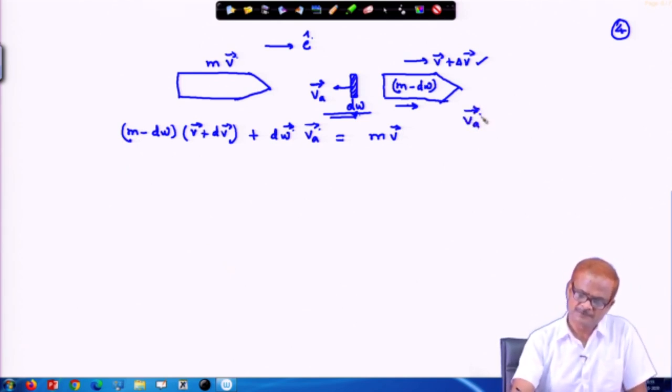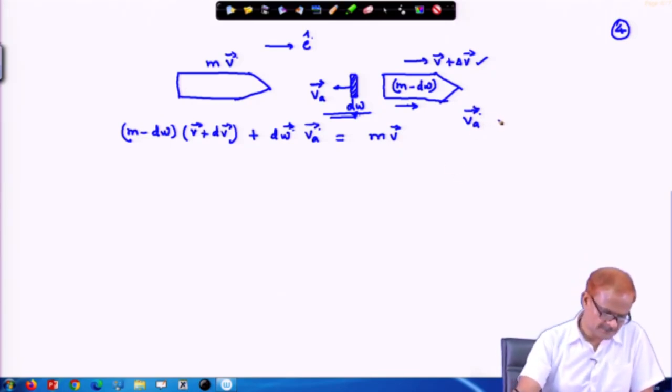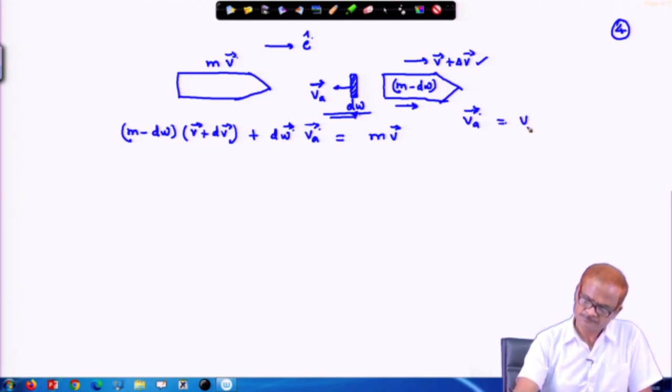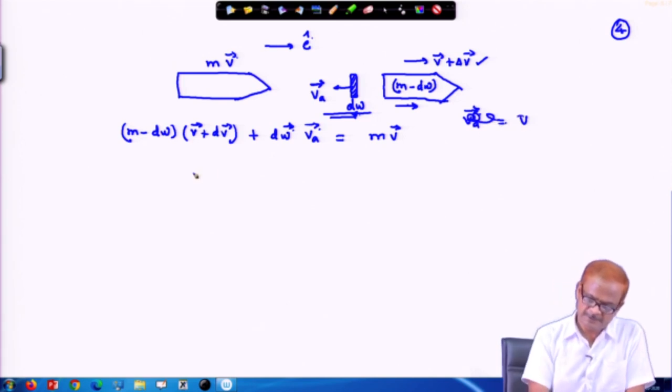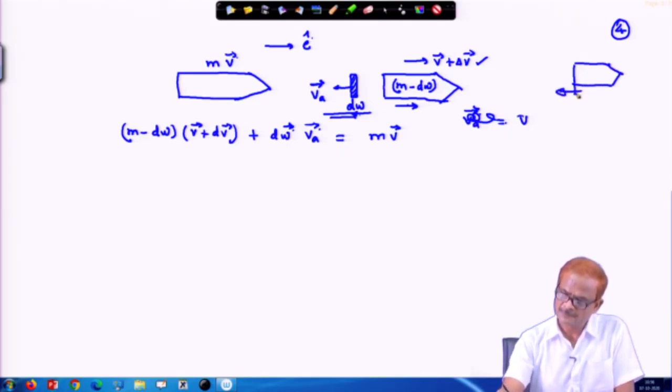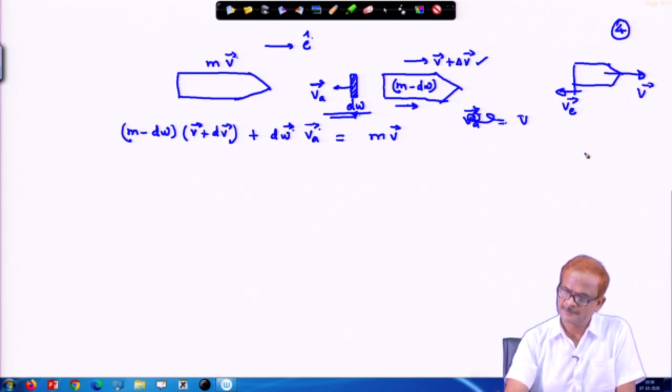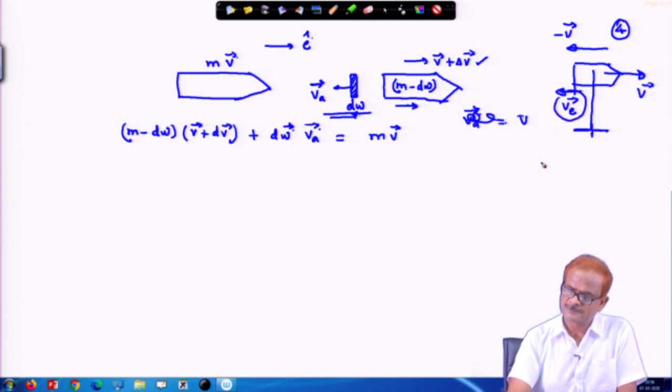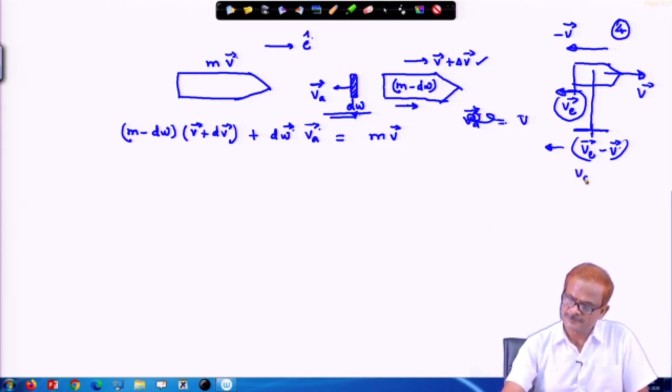Now, v a is the absolute velocity of this, and the absolute velocity equation we can write as, see here we can show it like this. With respect to the rocket, V is the exhaust velocity. Rocket itself is moving in this direction with velocity v. So, if I impose a velocity minus v in this direction, this rocket becomes stationary. Then with respect to the inertial space, what will be the exhaust velocity? This will be given by V minus v in this direction, and this is your v a.